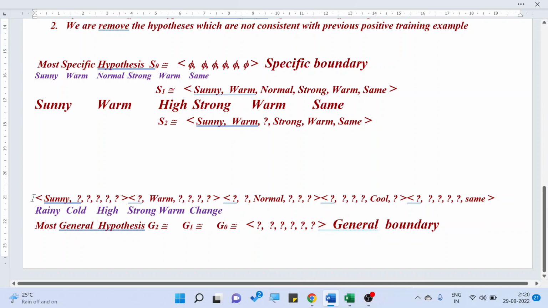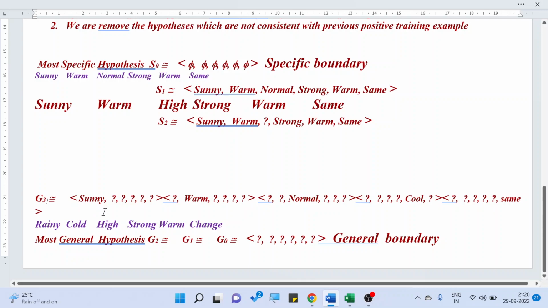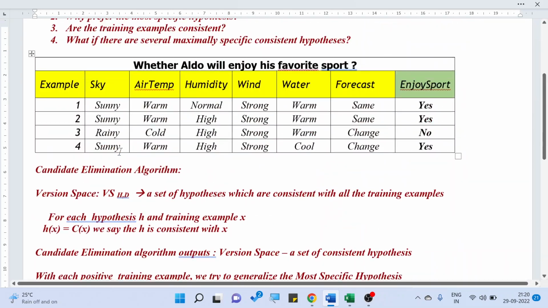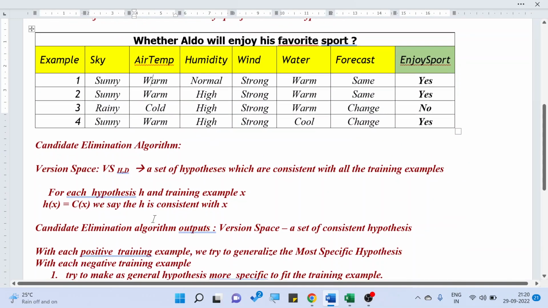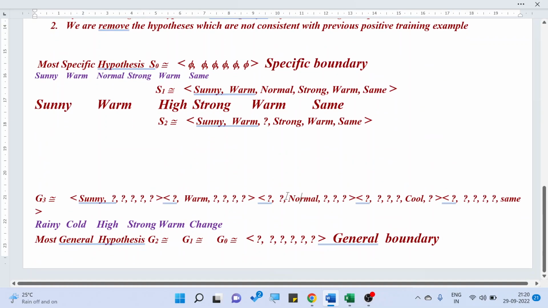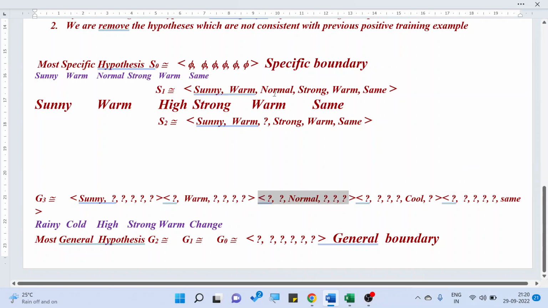But wait, we have to test them with the previous examples. What are the previous examples? 1 and 2. Let me check with 1. If it is sunny, he will enjoy. My G3 is also saying sunny, no problem. Warm, he will enjoy. The first example is saying warm, he will enjoy. Then this says if it is normal, he will enjoy, and the first example says normal, he will enjoy. Then, if it is cool, he will enjoy.